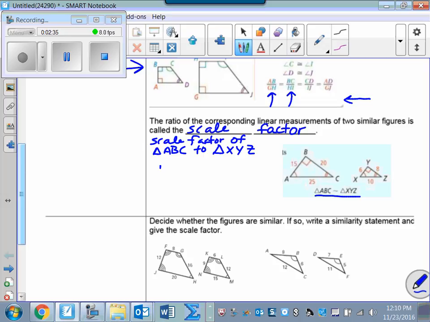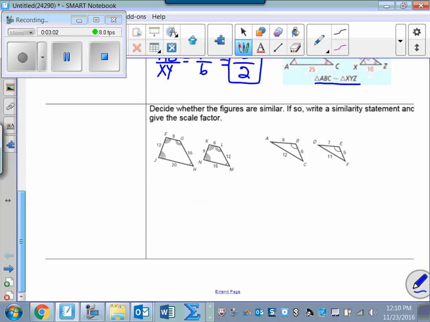So why don't I just pick AB over XY? It doesn't matter which set I pick. I could pick any, but I'll pick this. So I've got 15 over 6, and of course I want to simplify that. 3 goes into 15 five times, and into 6 two times. So there's my scale factor. The scale factor of triangle ABC to triangle XYZ is 5 to 2.